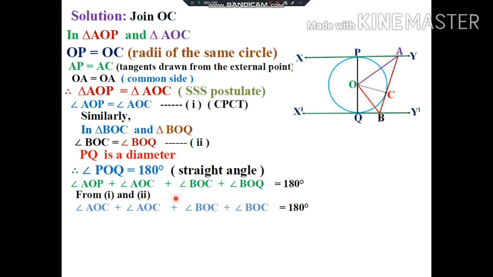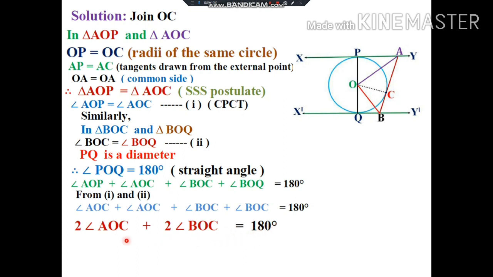Yes, from equation 1 and 2, we have angle AOC. Instead of AOP, you can write AOC because these two angles are equal. So therefore, write AOC and again AOC instead of AOP. Similarly, you can write here angle BOC. Instead of BOQ, write again angle BOC. That means you have written 2 times this angle and 2 times this angle. Children, 2 times AOC plus 2 times BOC is equal to 180 degree.